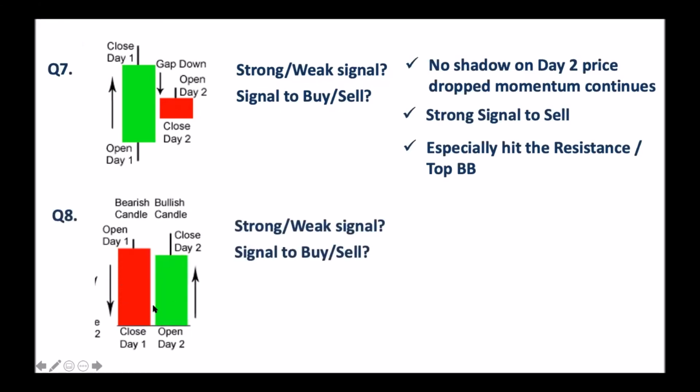Question 8. You see that there's no shadow at the flat bottom. This is a twister. Price is going down, we expect it to go down, but the next day, surprisingly, it goes up. Is this a strong or weak signal, and a signal to buy or sell?